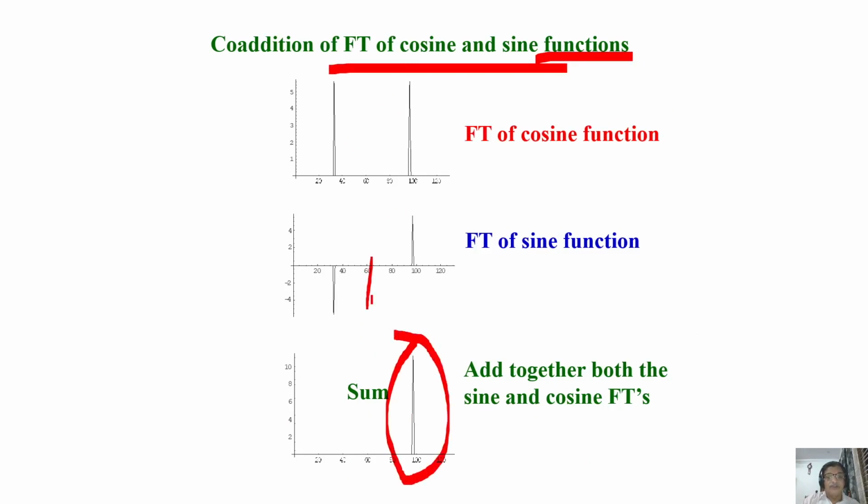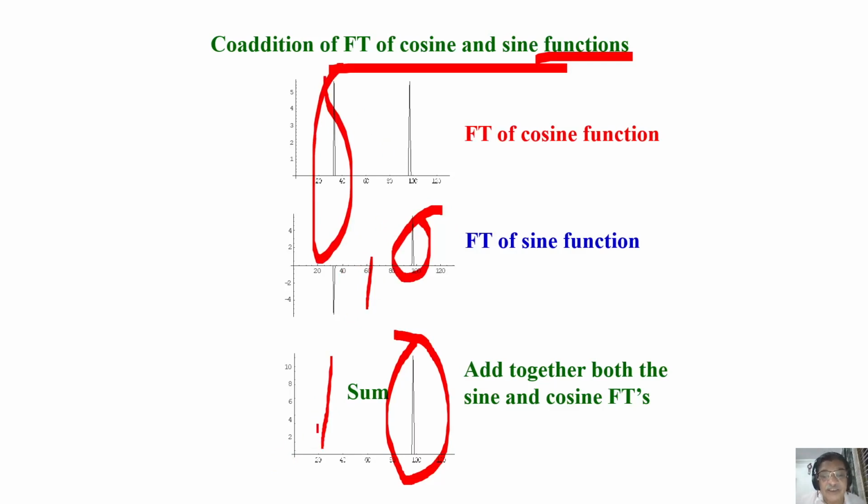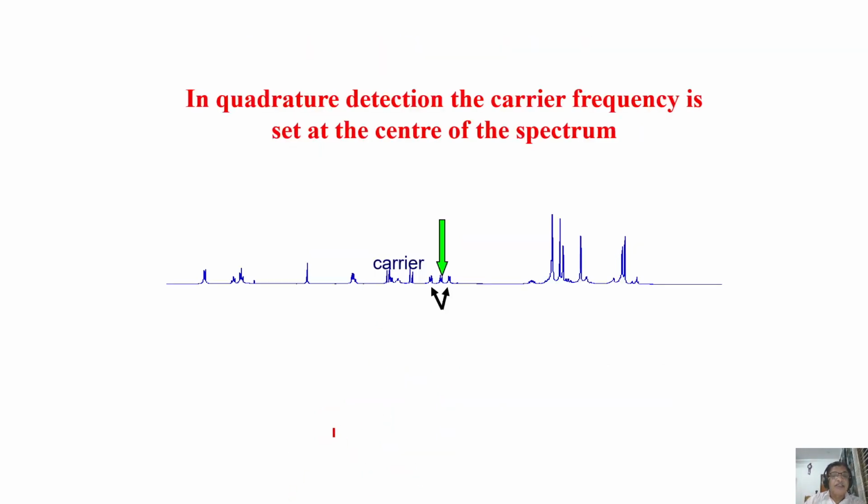I know if my carrier is here, I know what the signal is here. And if I subtract, let us say, I can get only this component. Then I know what the frequency is here. So I can manipulate the cosine and sine functions in such a way that I can add and subtract and detect either the cosine component or the sine component. This is what it is.